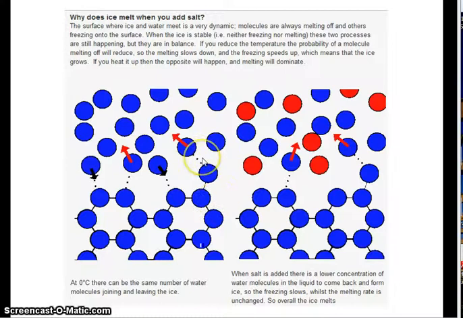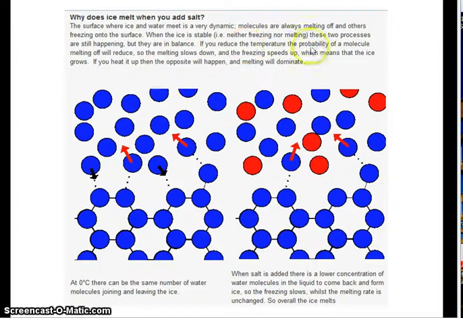Now, this is a more molecular view of the same thing that I just showed you. And you can read this. The surface where ice and water meet is very dynamic. Molecules are always melting off and others freezing onto the surface. When the ice is stable, neither freezing nor melting, these two processes are happening, but they're in balance. They're happening at the same rate. The reverse is the same as the forward.